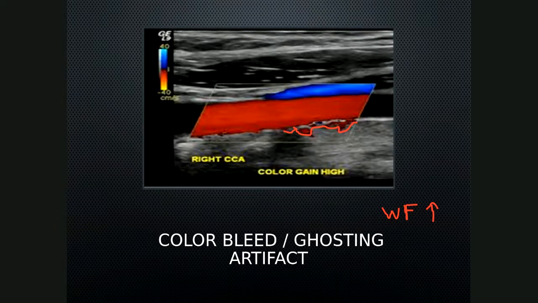But we don't want to increase it so much that the flow doesn't touch the walls. We don't want it so that it's just in the center like this, and then you have void areas on the walls. If you have void areas along the walls, then your wall filter is set too high. So we need just the right setting.